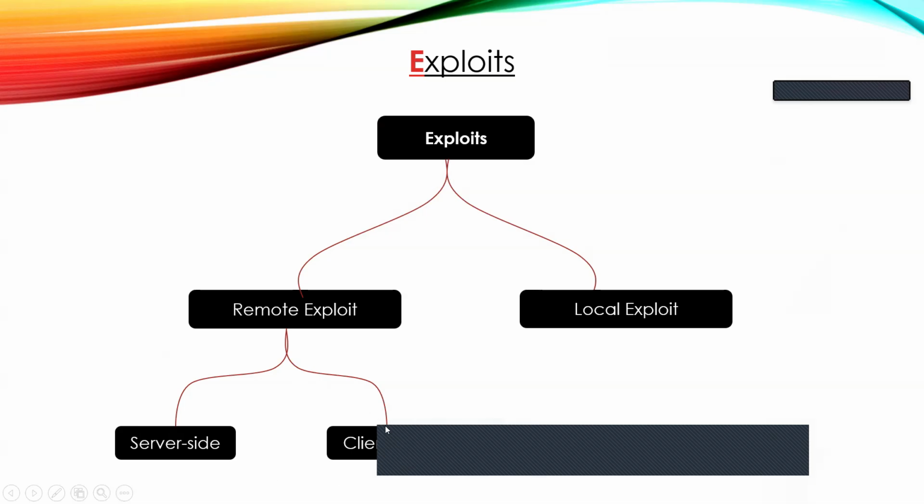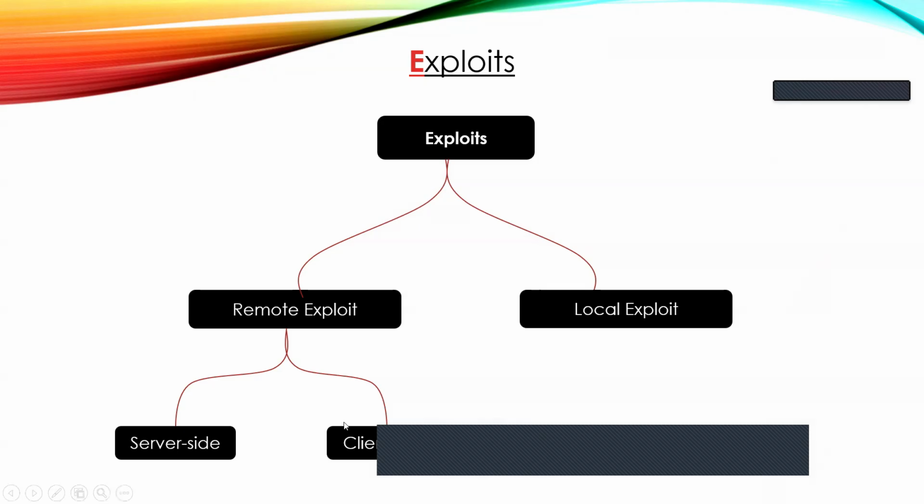Then what is a client side exploit? Client side exploit means we create a malicious program and deliver it to the target system. If they execute it, we get the reverse connection. That is called a client side attack. I hope you understand. So what is the difference between server side and client side? Server side doesn't require any user interaction. Just by taking advantage of the vulnerability, we exploit the target, and then we get the reverse connection.